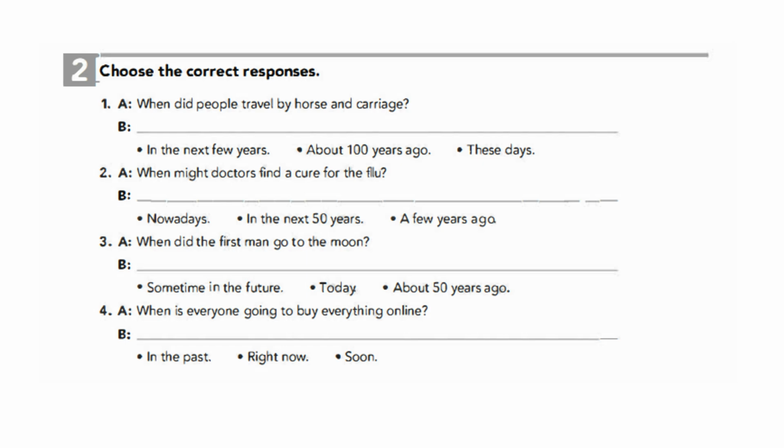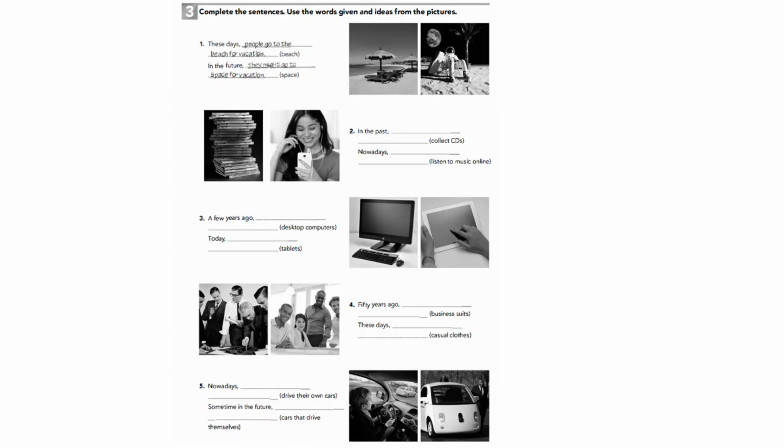And number four, when is everyone going to buy everything online? In the past, right now, soon. Tell me, Giovanni. Number four? I have soon. Yes, that's right. Soon. We still don't do it. We buy many things online, but not everything.